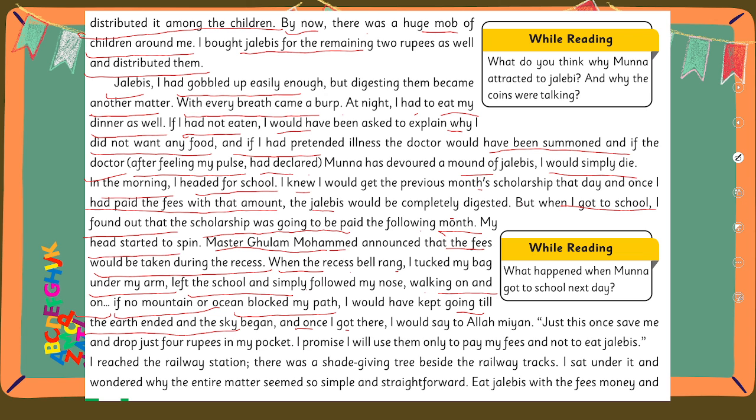And once I got there, I would say to Allah Mia, just this once, save me and drop just 4 rupees in my pocket. I promise I will use them only to pay my fees and not to eat jalebis. I reached the railway station. There was a shade-giving tree beside the railway tracks. I sat under it and wondered why the entire matter seemed so simple and straightforward.